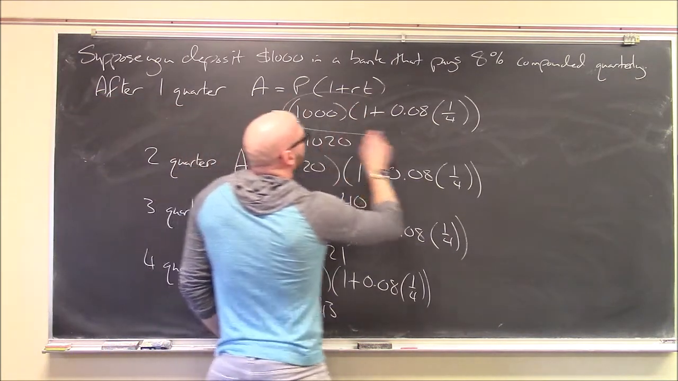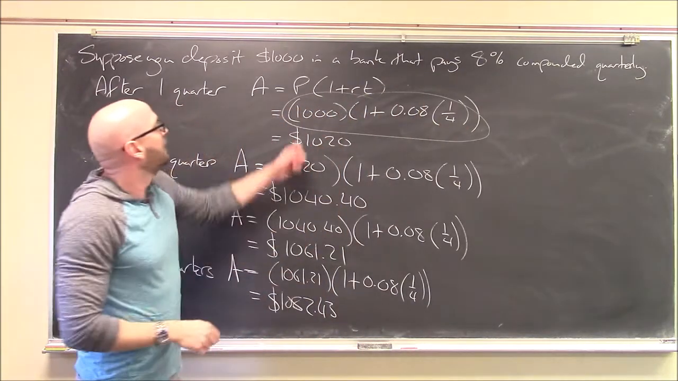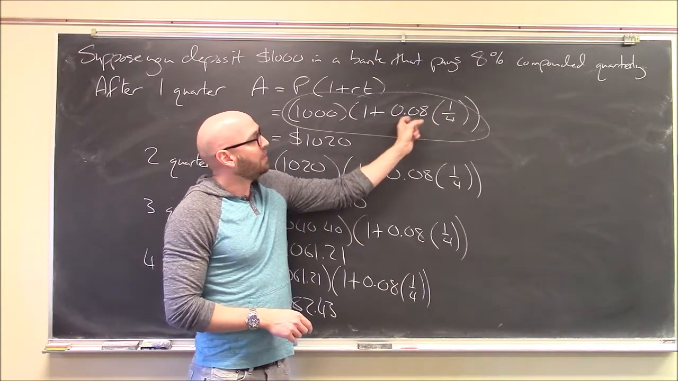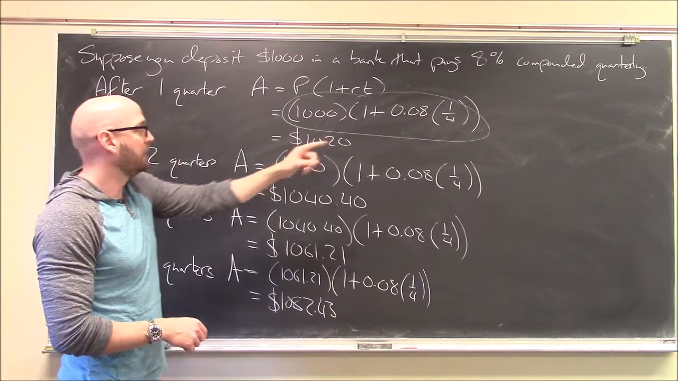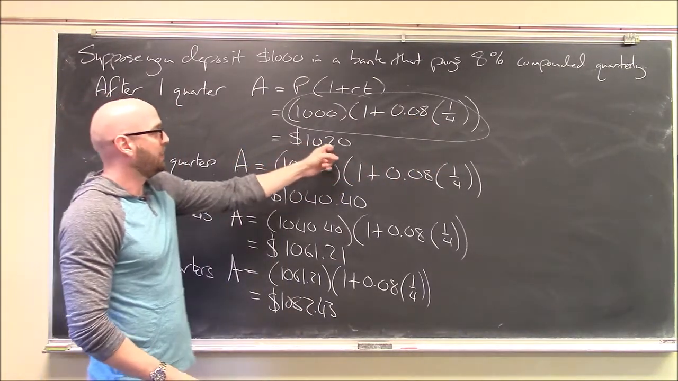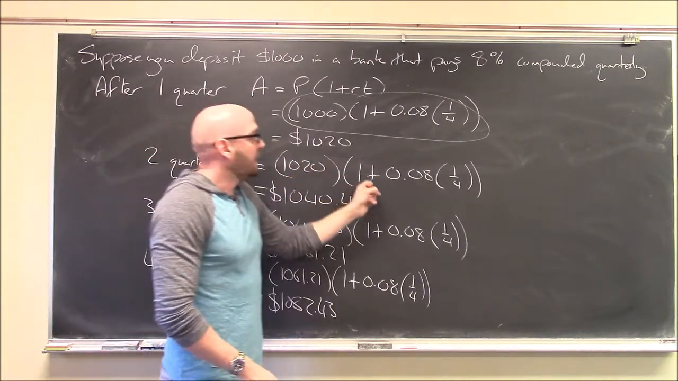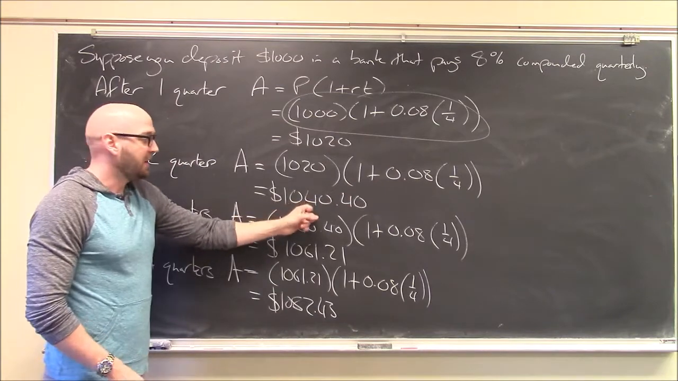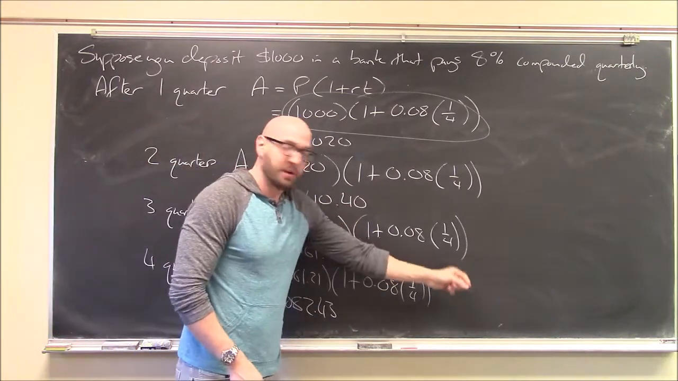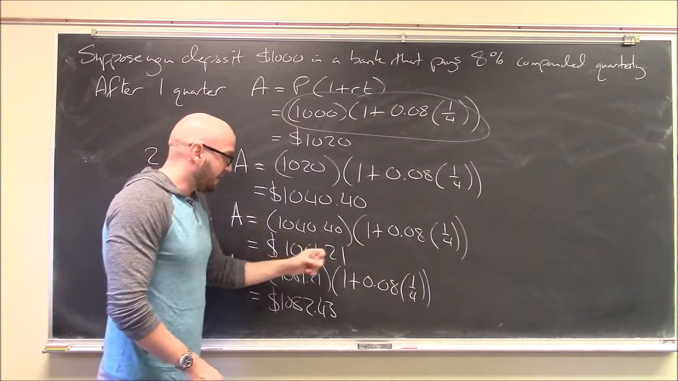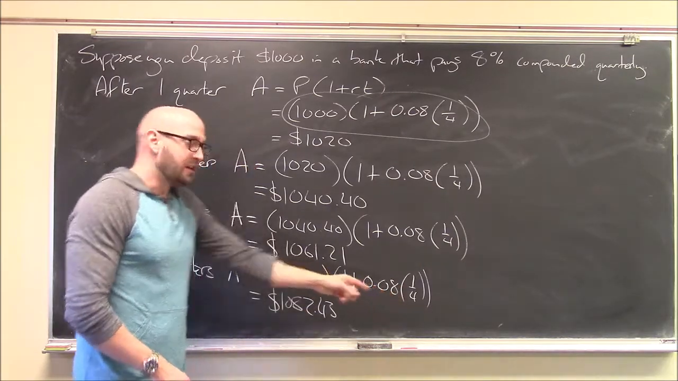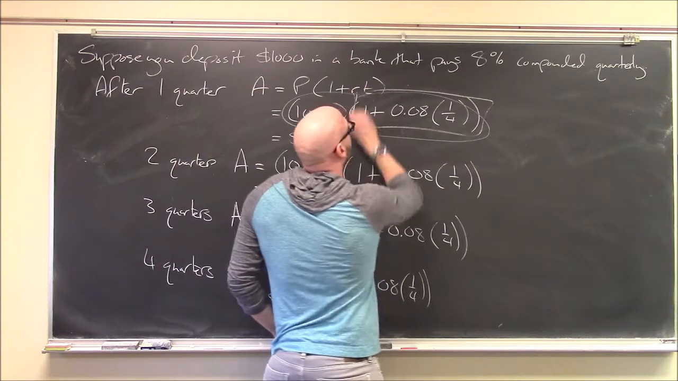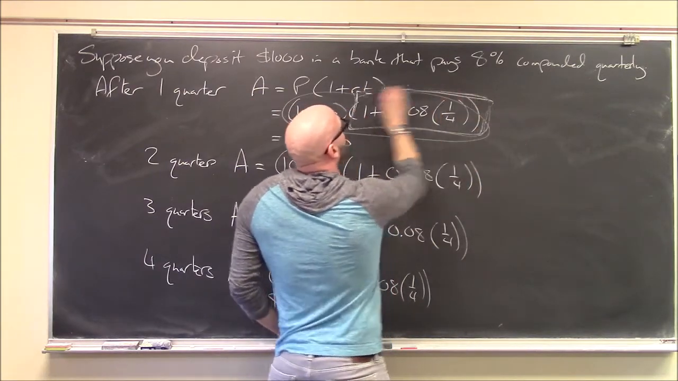Our original principal, 1,000, we multiply by this number, 1 plus 0.08 times 1/4. We get out an output. Then we take that number and multiply it by 1 plus 0.08 times 1/4. We get out an output. We take that number, multiply it by 1 plus 0.08 times 1/4. Take that number, multiply it by 1 plus 0.08 times 1/4. So all we're doing is multiplying by this expression, 1 plus 0.08 times 1/4.